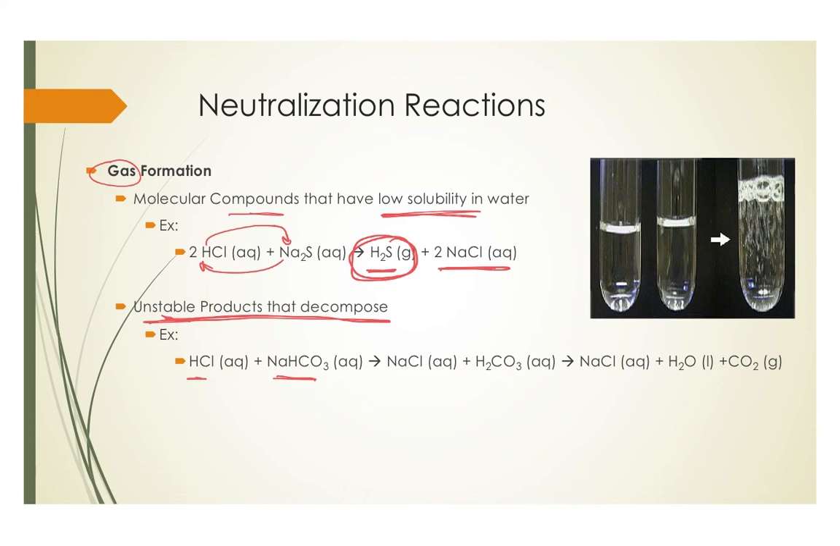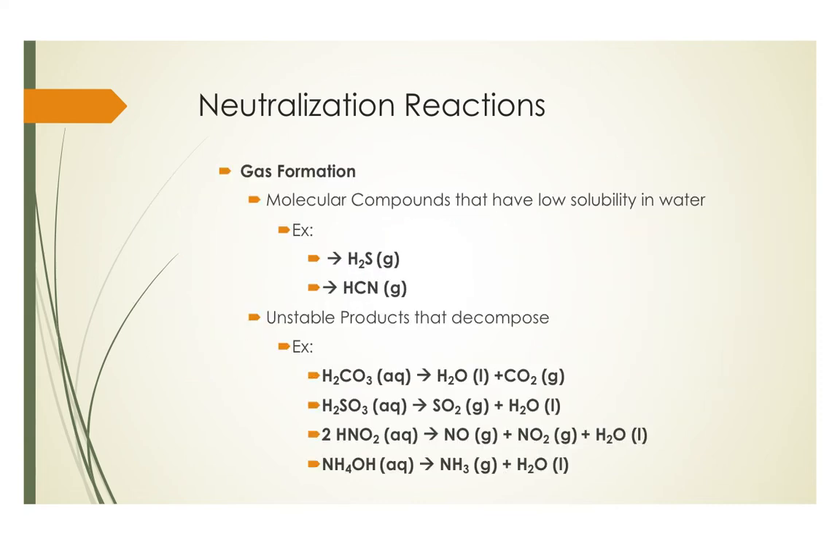If you do that and do the double replacement, you get sodium chloride and carbonic acid. Now carbonic acid is super unstable in aqueous conditions, and so as a result of that, it automatically breaks down into water and carbon dioxide. Turns out there's a whole bunch of these like this, right?